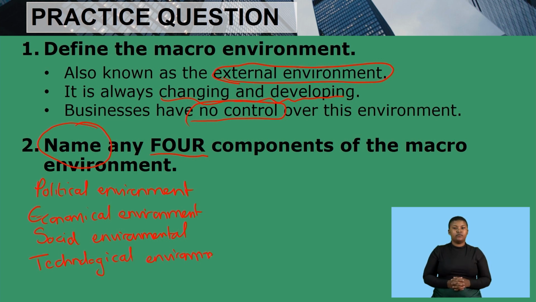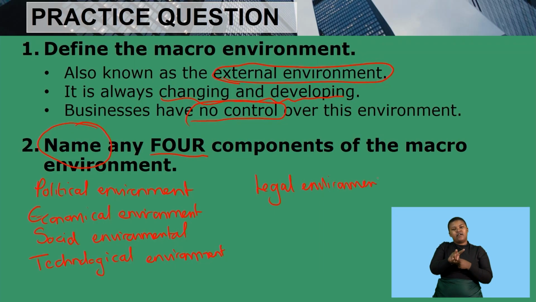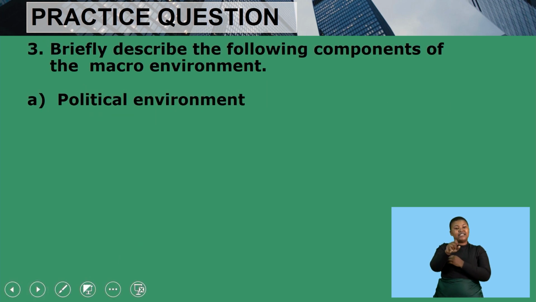So the question also only asks for 4 components. It's not necessarily needed to give the first 4. You can give any 4. So the last 2 can also be options, and they of course are the legal environment and the environmental environment. All right, so let me just write them here, environmental. So any 4 of these 6 can be your answer that you provide to this question. So those are our components for the macro environment.